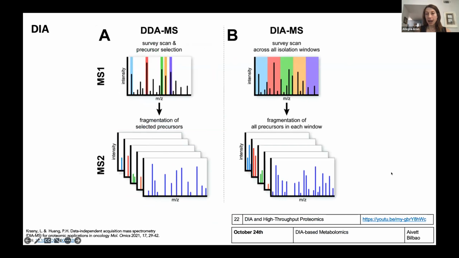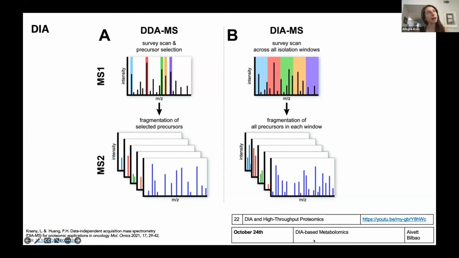But then we're super excited because in addition to this DDA-based approach, where we do a survey scan, select top 5 precursors and then fragment those precursors, we can actually do a survey scan and fragment all of the precursors in each of the colored windows. And that's called data independent acquisition, because we're not relying on the data to tell us which compounds to fragment. We're simply fragmenting compounds in each isolation window.